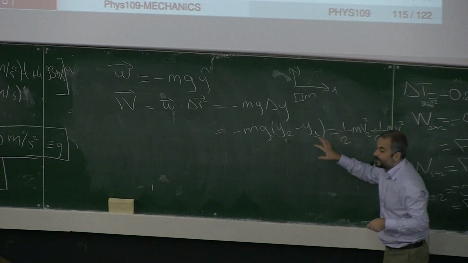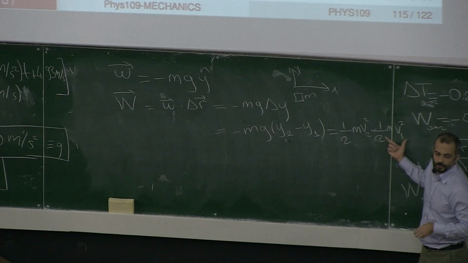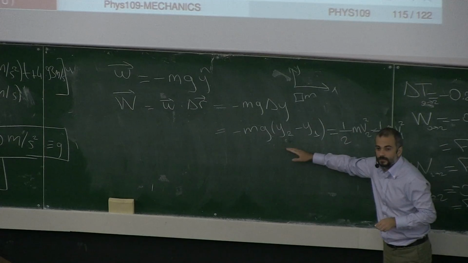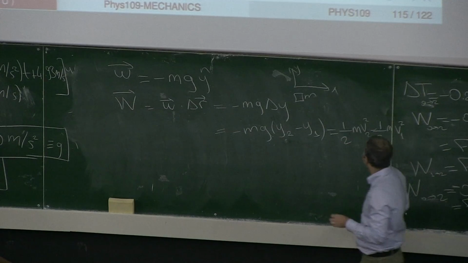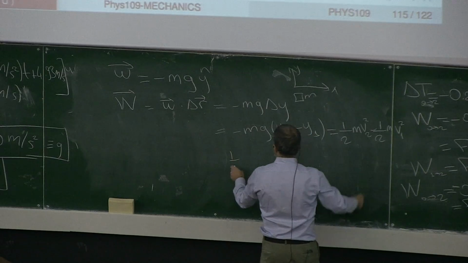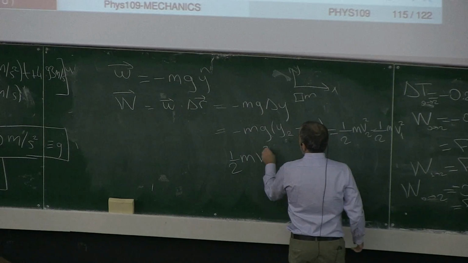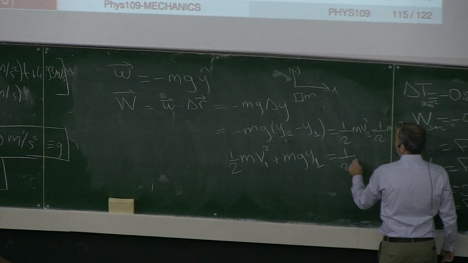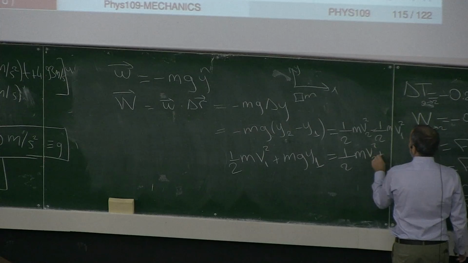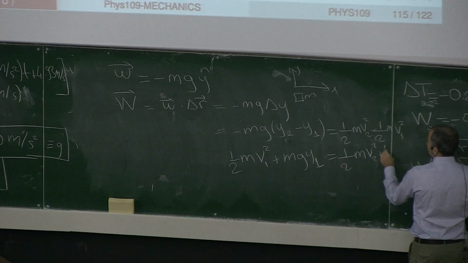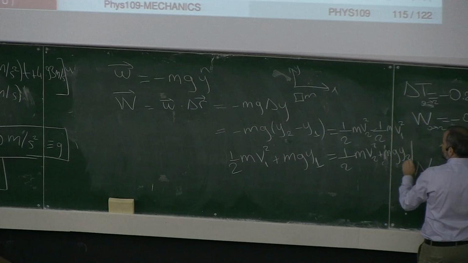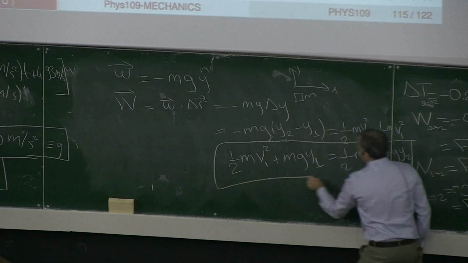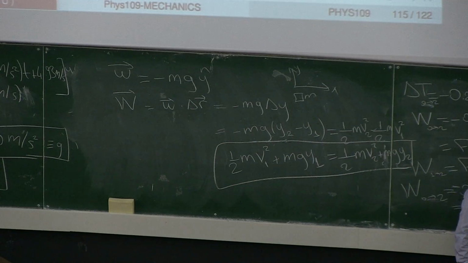Now if I just collect everything related with the initial position and initial velocity to one side, and everything related with the final position and final velocity on the other side, we see that 1/2 m v1 squared plus m g y1 is equal to 1/2 m v2 squared plus m g y2. This holds for an object moving under only the influence of gravity and no other forces acting on it. So we have such a relationship.